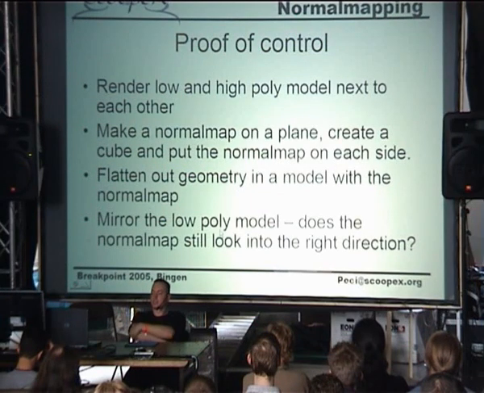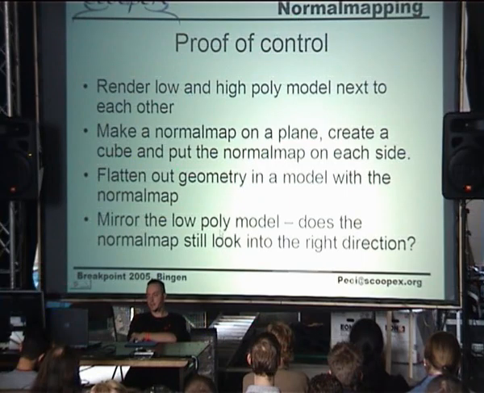And last but not least, you can get some problems if you mirror the geometry. If you mirror geometry in, for example, Maya or Max, you have the problem that the normal points in the wrong direction. So you have to adjust the normal, and this could also mess up the tangent space calculation.